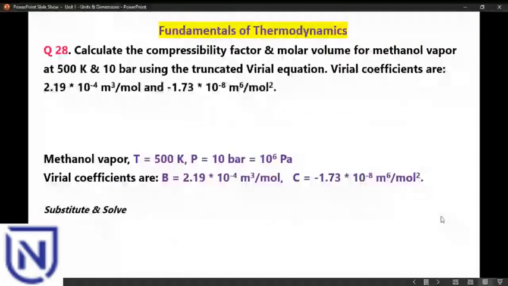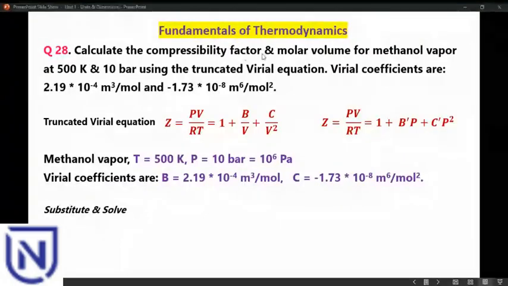Another problem: calculate the compressibility factor and molar volume for methanol vapor at 500 Kelvin and 10 bar using the truncated virial equation. So you have to find out the compressibility factor as well as the molar volume for methanol vapor. Temperature given 500 Kelvin, pressure given 10 bar. Pressure you have to put in SI, 10 power 6 Pascal. You have to use the truncated virial equation.